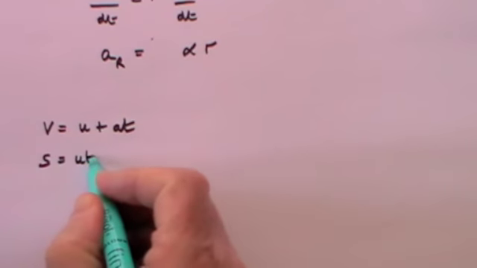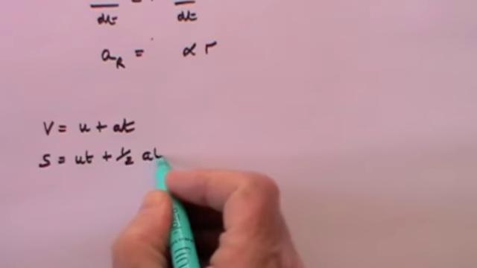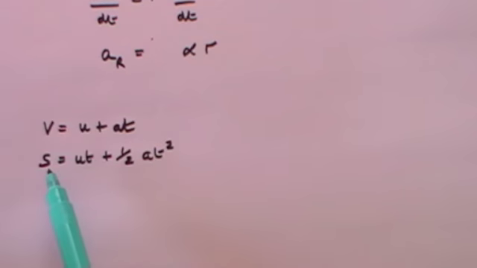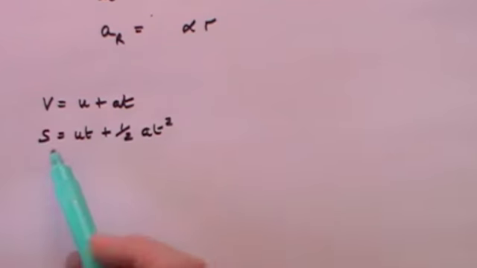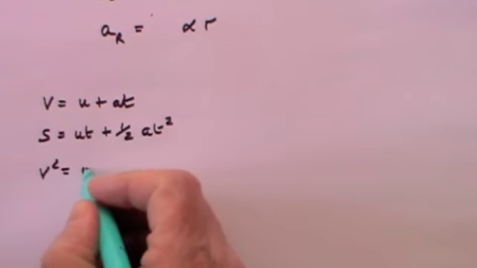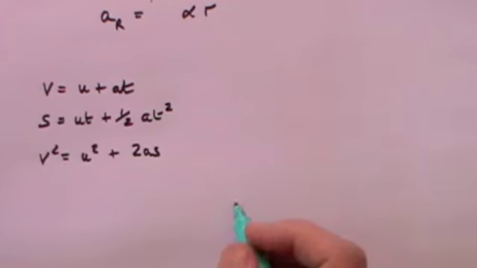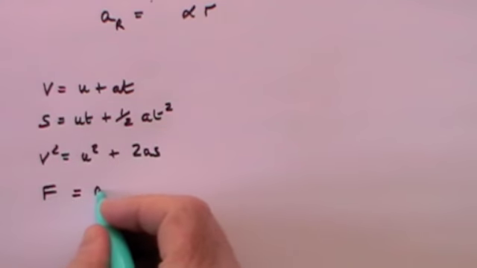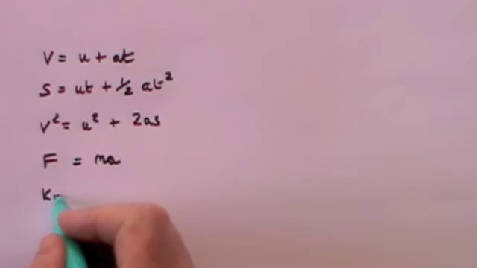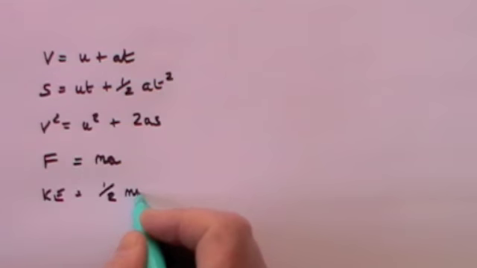s equals ut plus a half at squared. The only new term here is s, which is the distance covered. v squared equals u squared plus 2as. F equals ma, which we've actually used earlier in this video. Kinetic energy is a half mv squared. And momentum is mass times velocity. And again, we refer to that in this video.